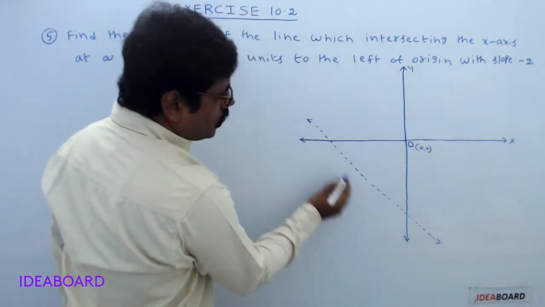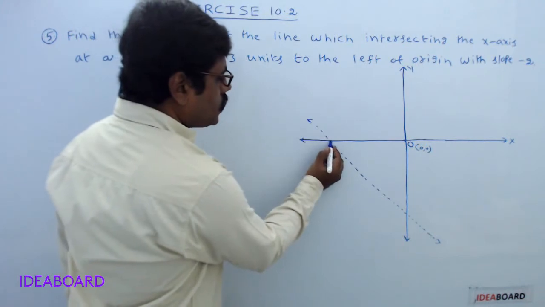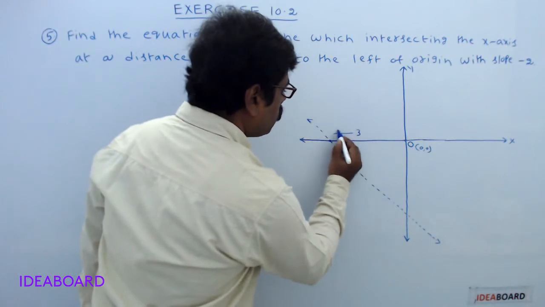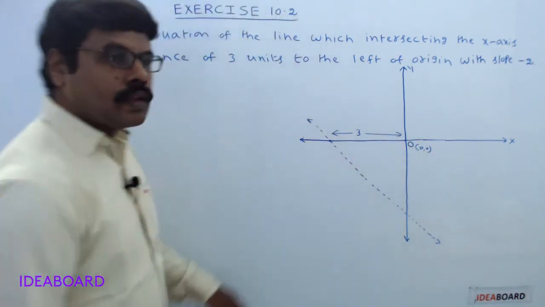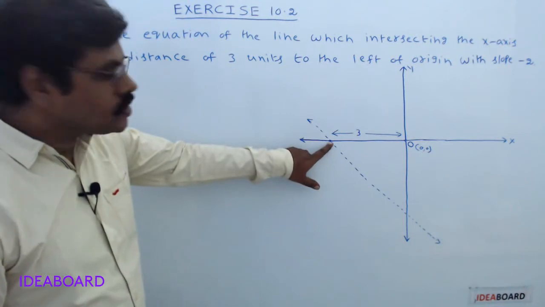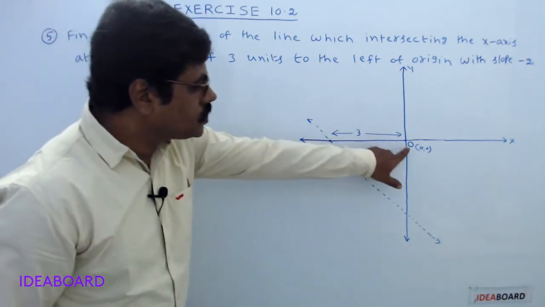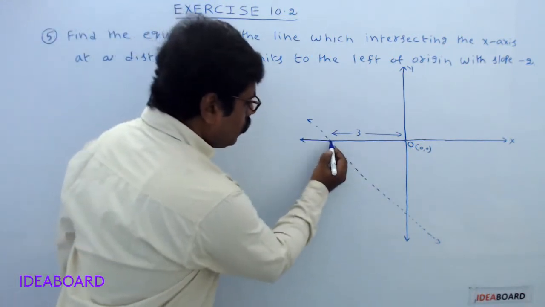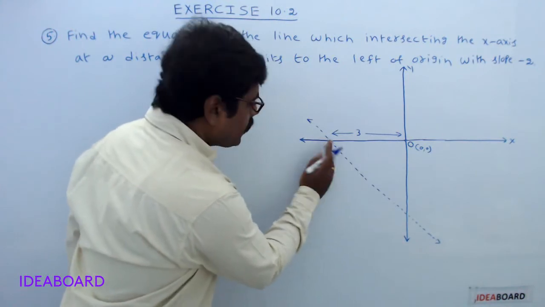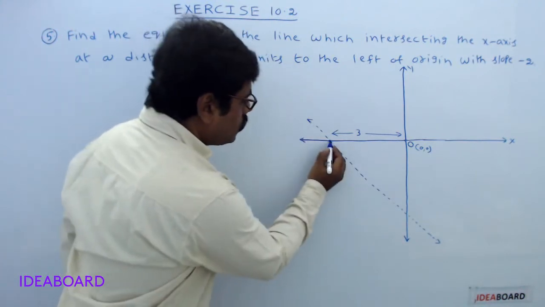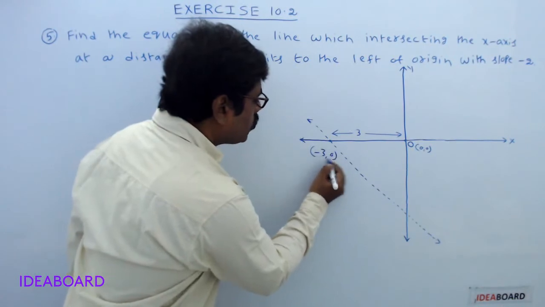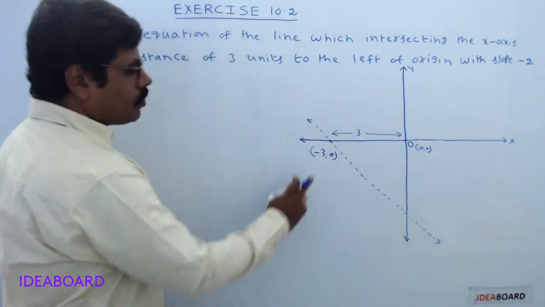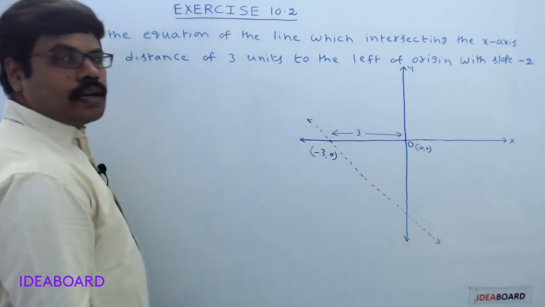Now suppose this line cuts the x-axis at a distance of 3 units from the origin. So this point lies on the x-axis and it is at a distance of 3 units from the origin. Since this point lies on the x-axis, the y coordinate of this point will be 0. This point lies on the negative x-axis. So this point's coordinates are -3, 0. Now clearly this line passes through the point -3, 0.